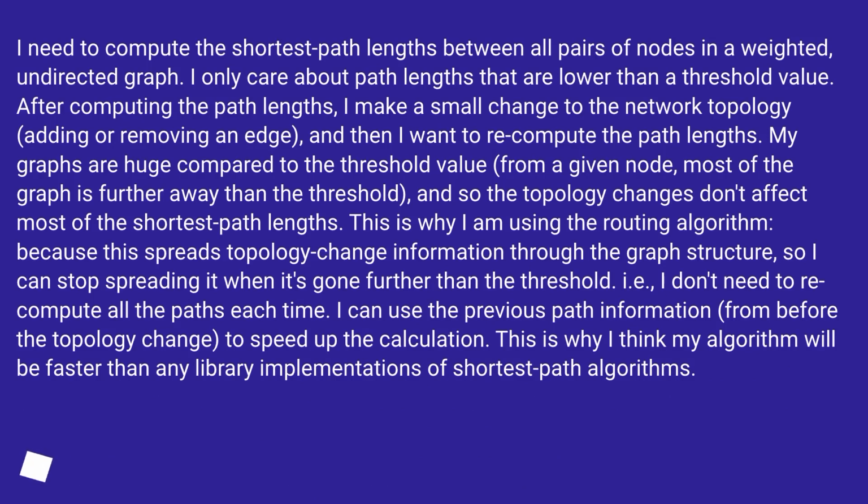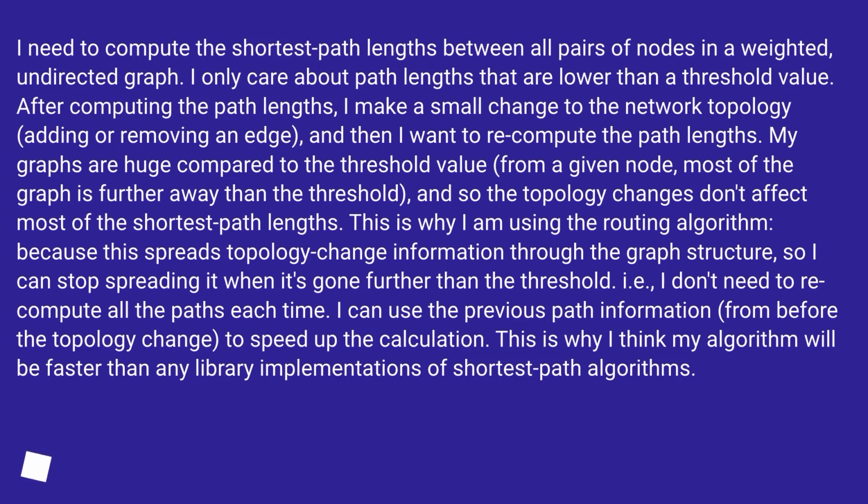After computing the path lengths, I make a small change to the network topology, adding or removing an edge, and then I want to recompute the path lengths. My graphs are huge compared to the threshold value. From a given node, most of the graph is further away than the threshold, and so the topology changes don't affect most of the shortest path lengths.